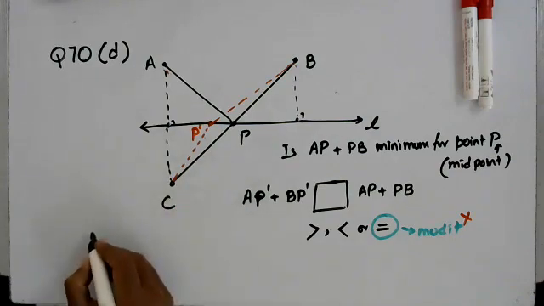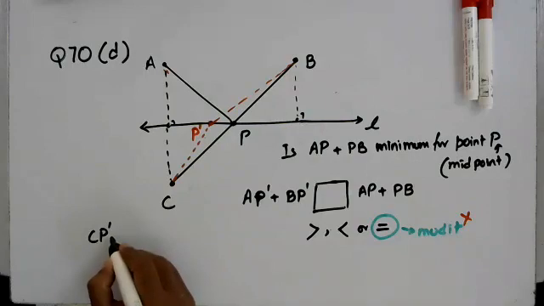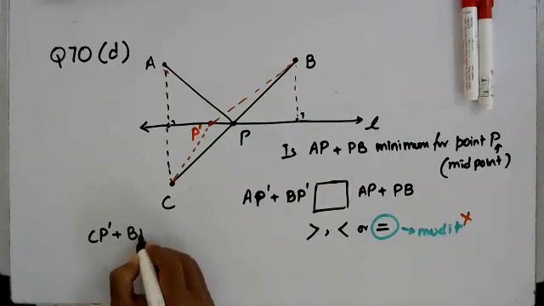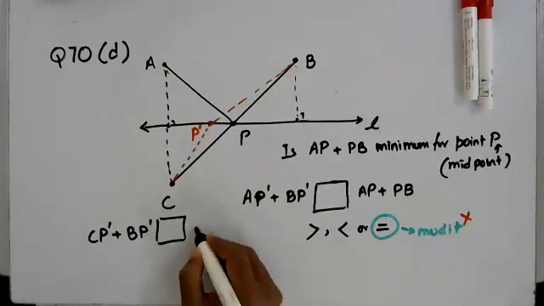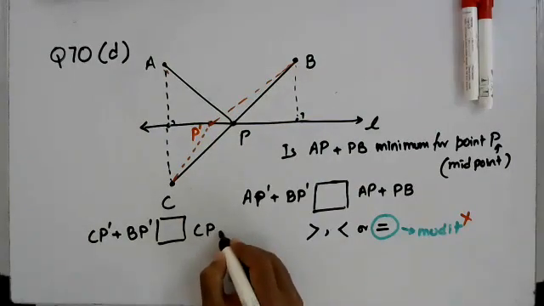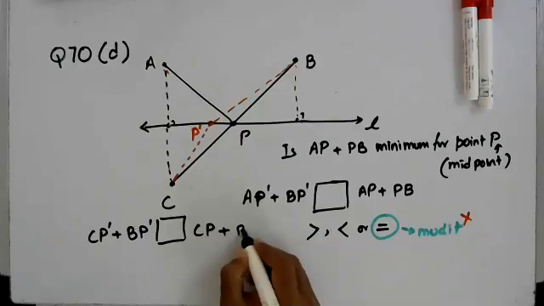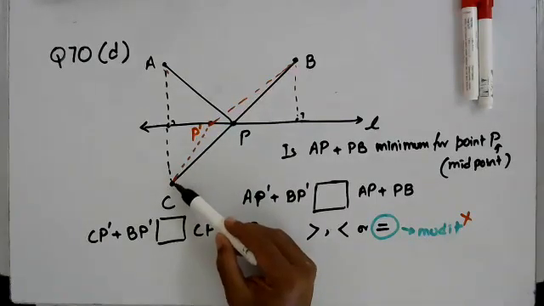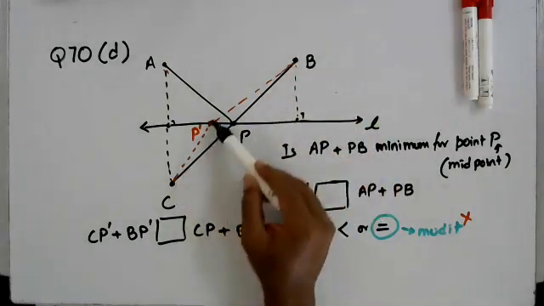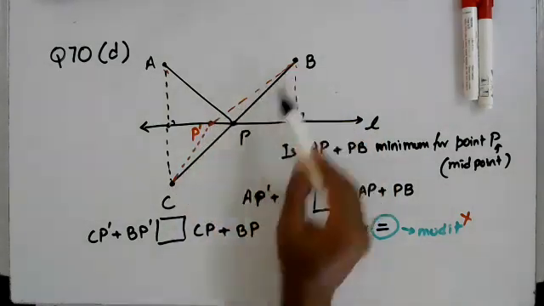Can you say that CP dashed plus BP dashed, and CP plus BP, which will be greater? In other words, I am asking you, is this length greater or is this length greater? Which is going to be greater?